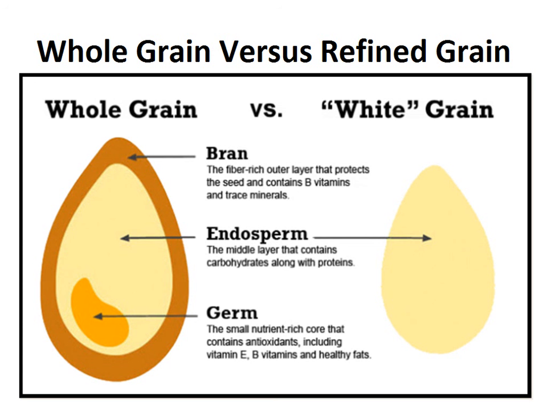Now that, for the manufacturer, produces a more shelf-stable product, which means less food waste for them, and it also gives it a smoother texture, which is more appealing to consumers. However, then you're getting all of the simple carbohydrates, and you're not getting any of the fiber or protein or vitamins or minerals. So that's why the whole grain is preferable.